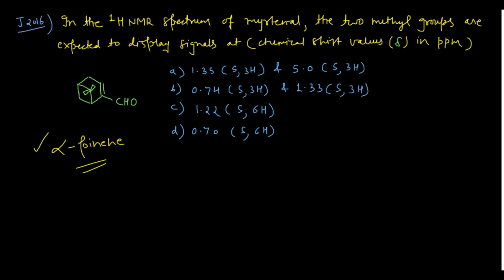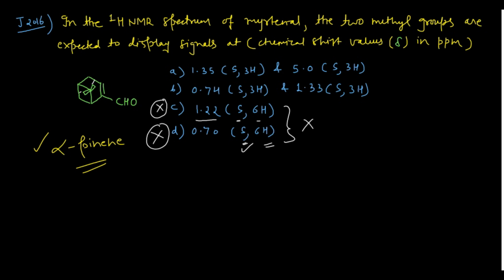When these two are not equivalent, you can immediately discard option D, because option D says that we will get the signal of 6 hydrogens and a singlet for this one at 7.0. But I told you this and this are different, so they cannot give you one signal. Based on the same concept, you can also discard option C. Option C also says that this will give you a peak at 1.22, a singlet again, and 6H. So these two can be discarded. So either A or B, one of these two could be correct.